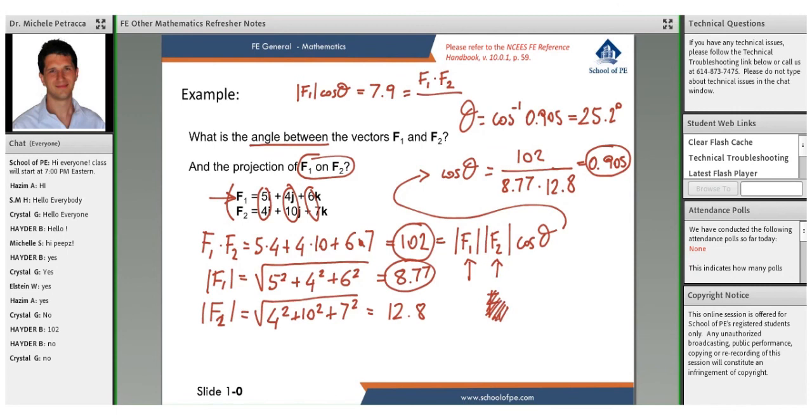Divided by what? By the length of f2, right? It's basically this here divided by the length of f2. So another way to look at this is 102 divided by 12.8, which should still give 7.9.